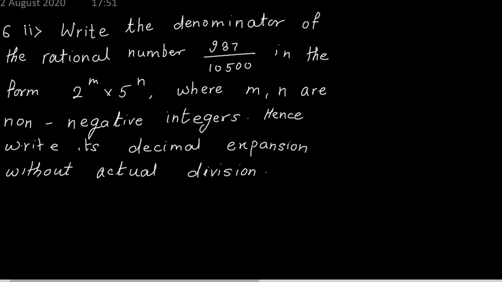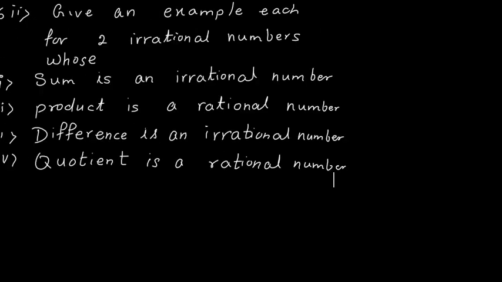The next question is: give an example each for two irrational numbers whose sum is an irrational number, product is a rational number, difference is an irrational number, and quotient is a rational number.